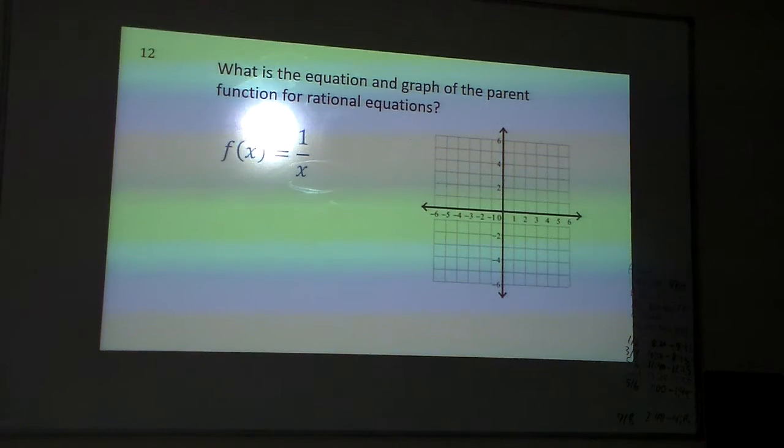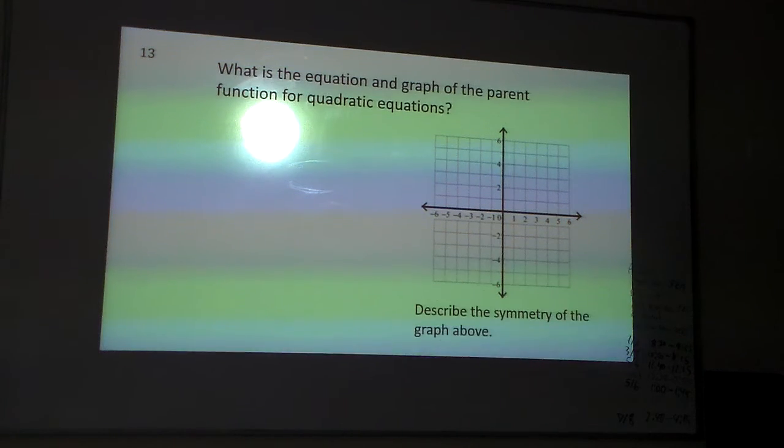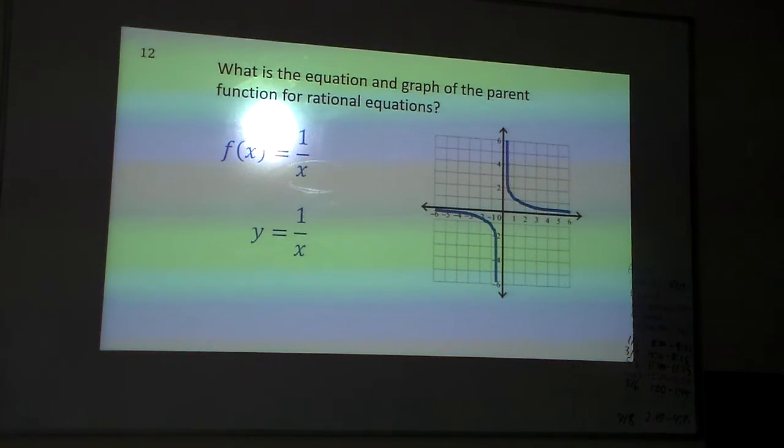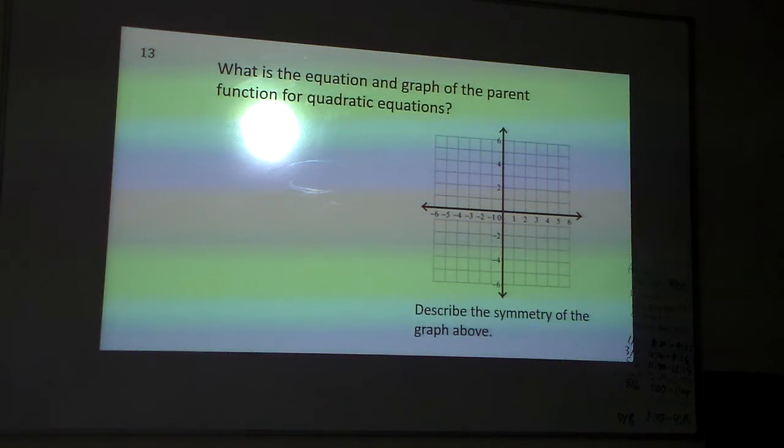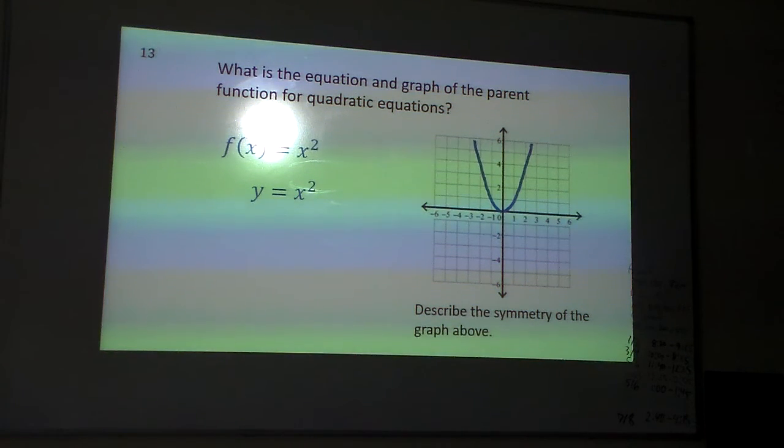A rational equation is the one I call the curvy L's. That one's actually the curvy L's, the two curvy L's. All right? That one's a rational. If you see that, it's 1 over x. That's a rational. That's the name of it. Quadratic is the x squared. And it's the parabola. Looks something like that there.